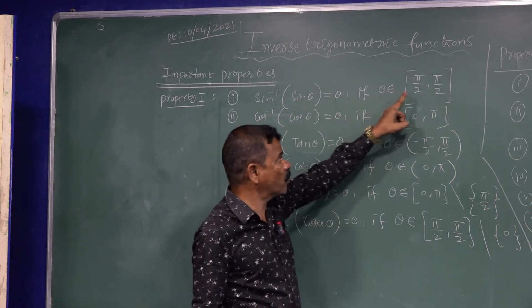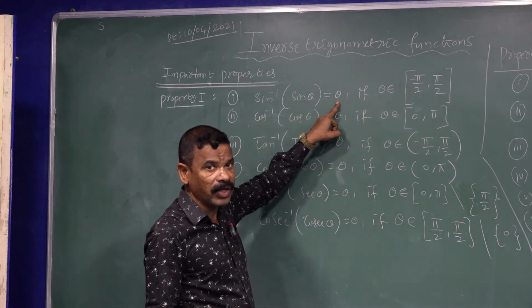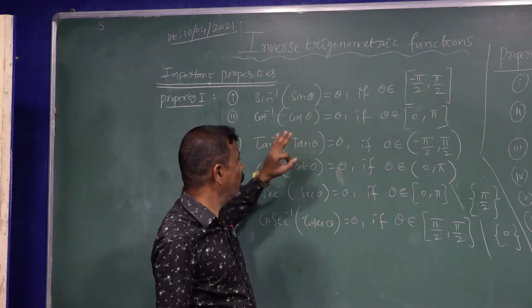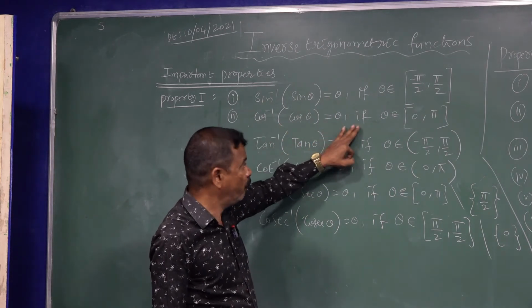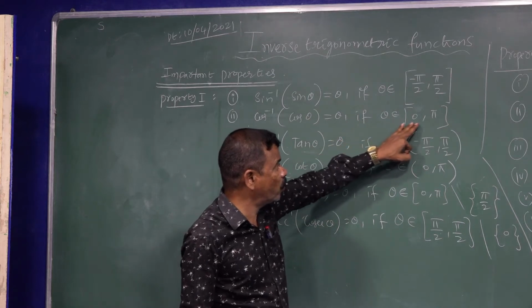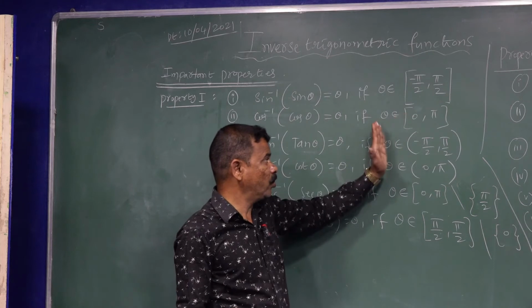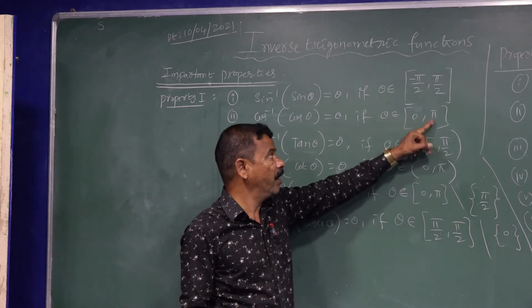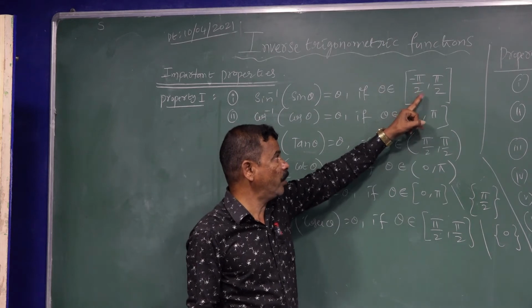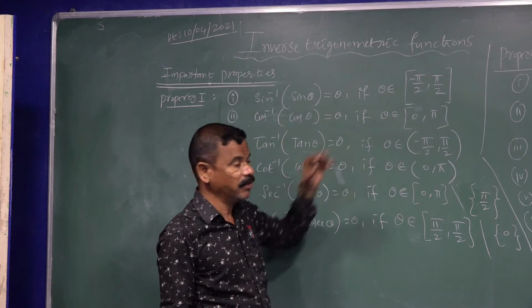If theta does not belong to this, another value comes. Here also, cos inverse of cos theta is equal to theta if theta belongs to 0 to π, other values not accepted. Below 0 and above π are not accepted. Including 0, including π. Here including minus π by 2, including π by 2, the in-between values.